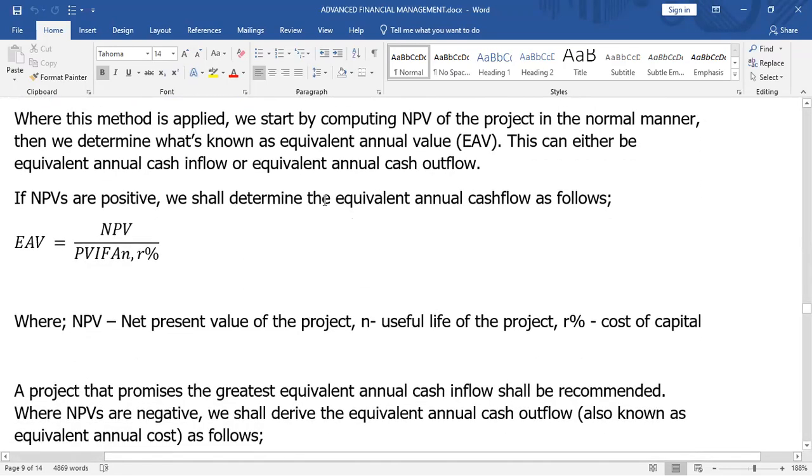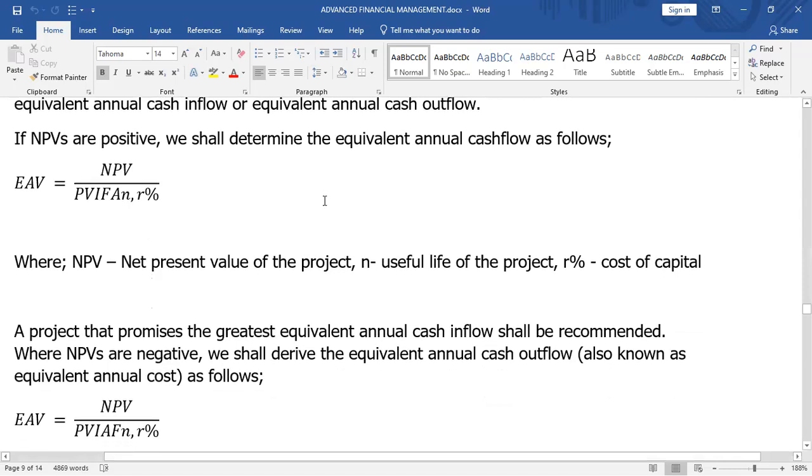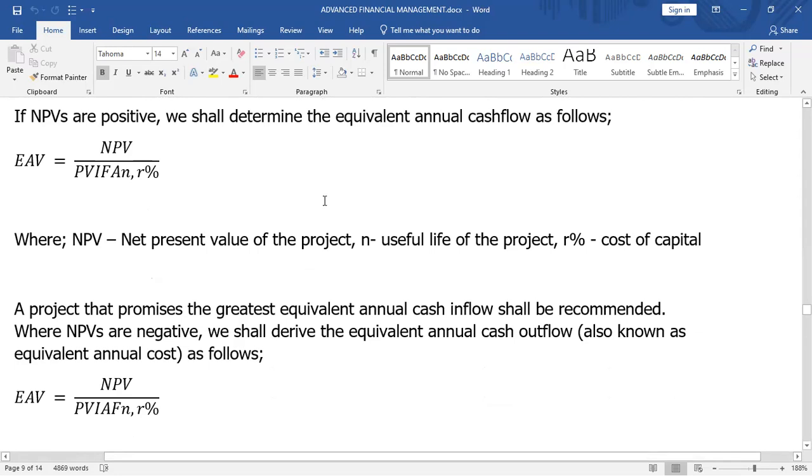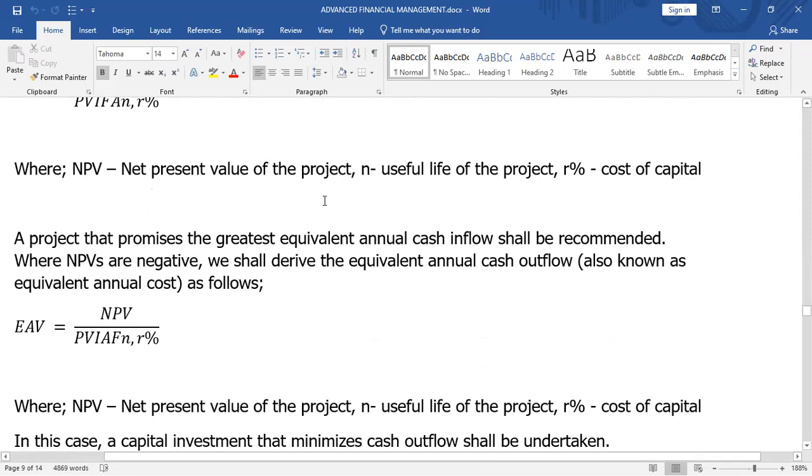In this case, we normally say the EAV, which we have called the equivalent annual value, we take the NPV, that is the net present value, and divide by the present value interest factor annuity, discounted for n years at r%. The NPV is the net present value of the project, N is the useful life of the project, and R is the cost of capital. A project that promises the greatest equivalent annual cash inflow shall be recommended.